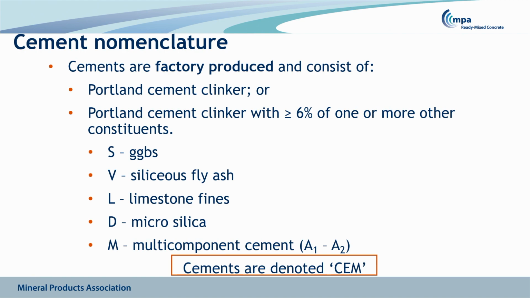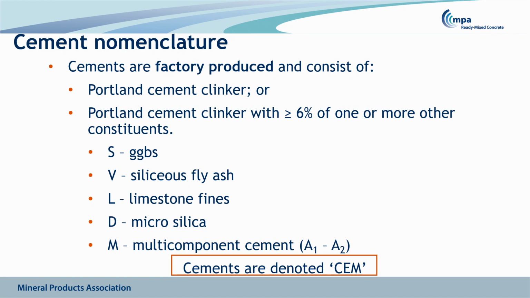Now, to understand the standard, we actually need to start understanding cement nomenclature. We're very familiar with using terms like CEM 1, CEM 2 B-V, and C3A, but without really understanding what they mean. But with the increase in the numbers of cements available, and what can be specified, we have to understand the terminology. So, cements themselves are always factory produced. A cement is made at a cement works. It contains Portland cement clinker or Portland cement clinker with greater than or equal to 6% of other constituents. So it could be GGBS, fly ash, limestone fines, microsilica, and so on. And each has a letter.